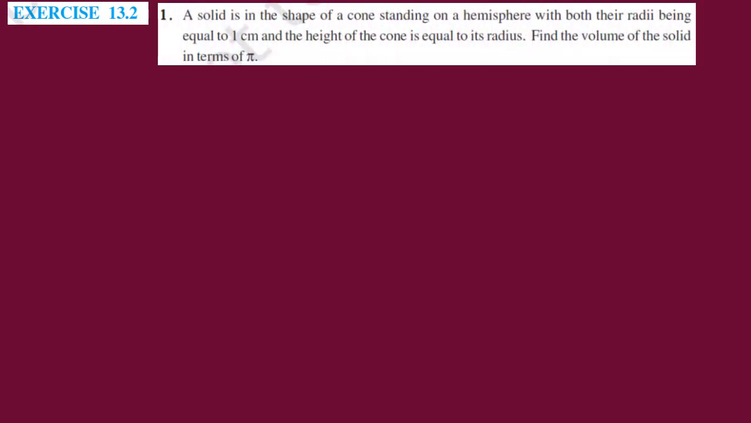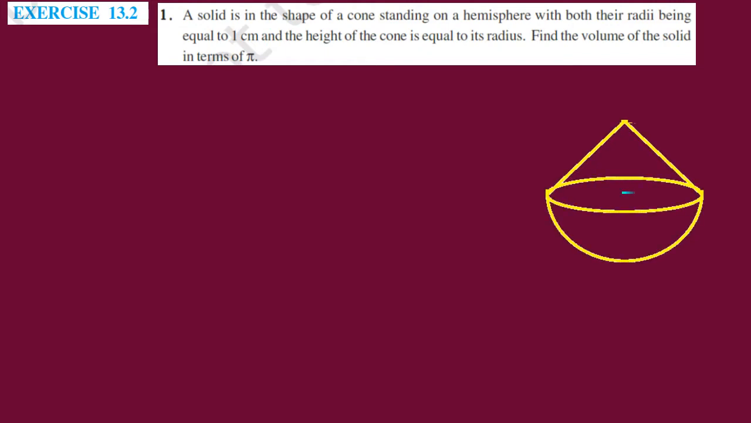Question number 1. A solid is in the shape of a cone standing on a hemisphere with both their radii being equal to 1 and the height of the cone is equal to its radius. Find the volume of the solid in terms of pi. So let us see the figure. So a cone standing on a hemisphere.